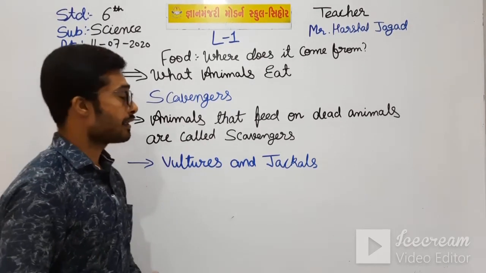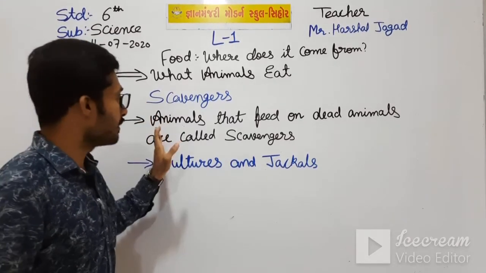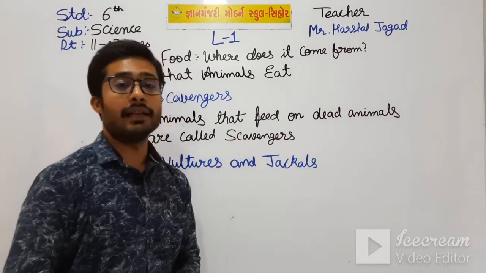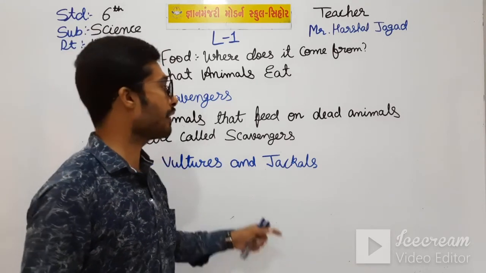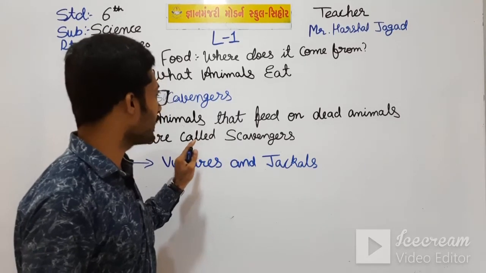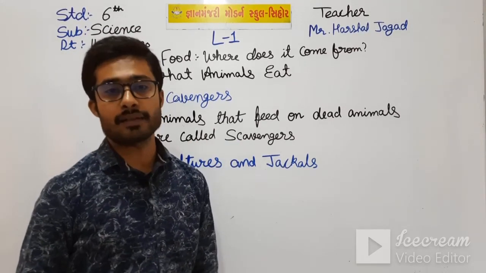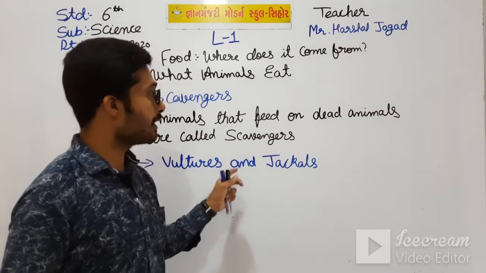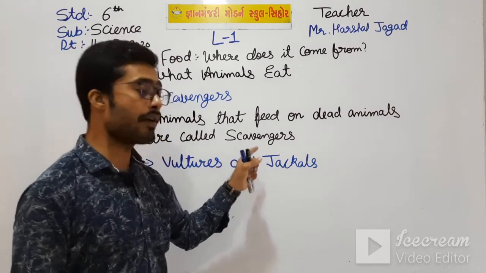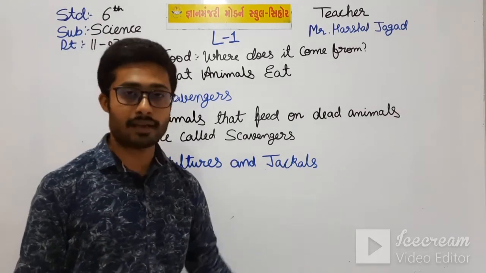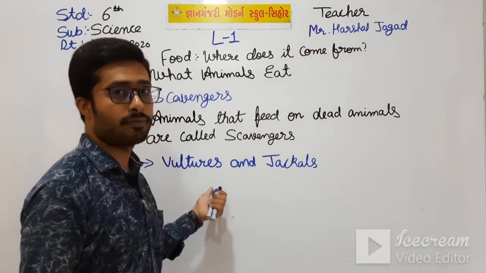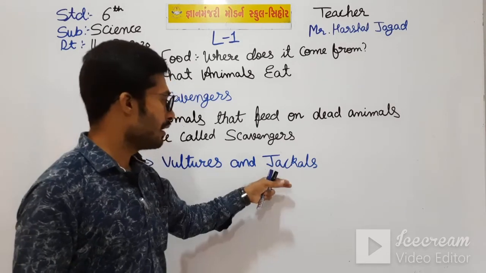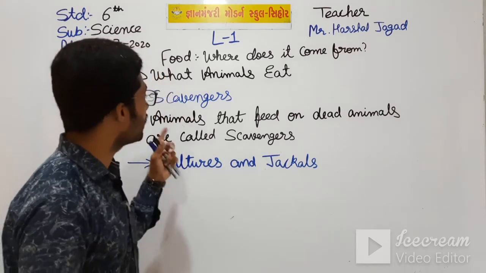Let's take it again. The animals that feed on dead animals are called scavengers. Carnivorous animals hunt animals and eat their flesh, and then the dead body is eaten by scavengers like vultures and jackals. A vulture is a type of bird, and a jackal looks like a horse; you can see the picture in your textbook. So these are the scavengers.